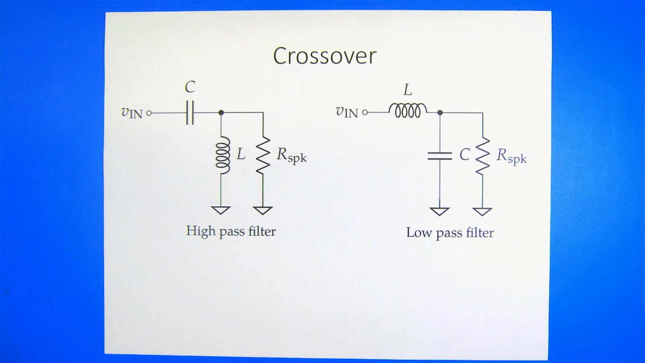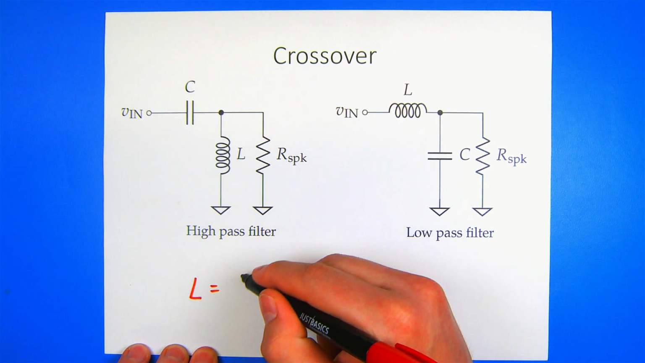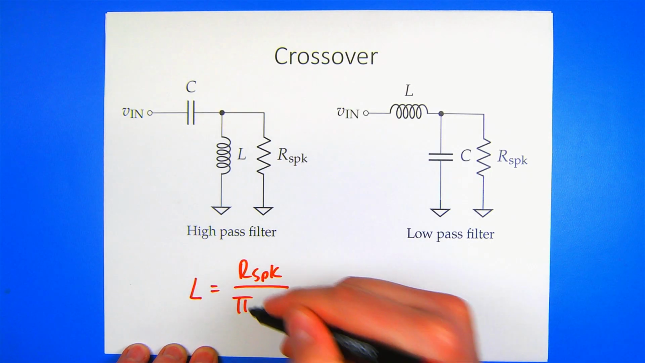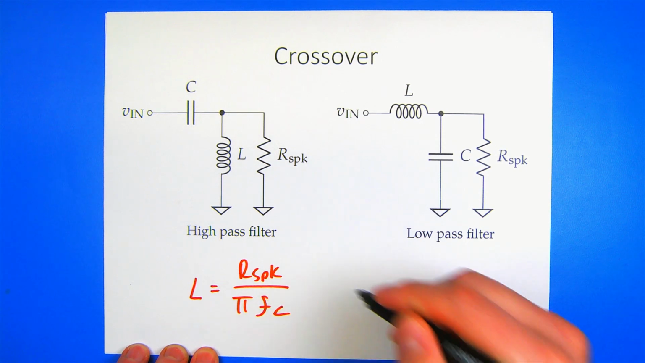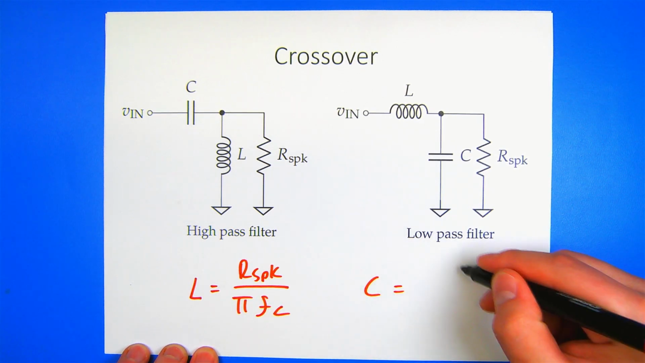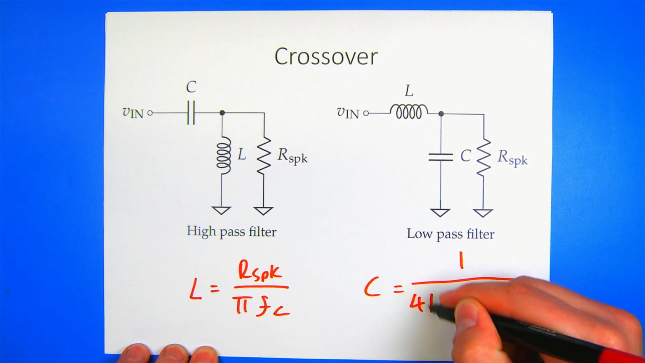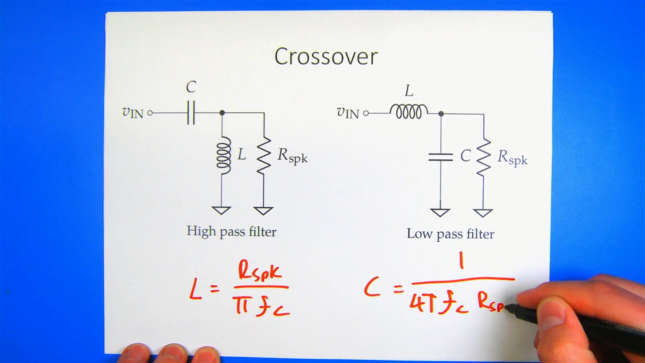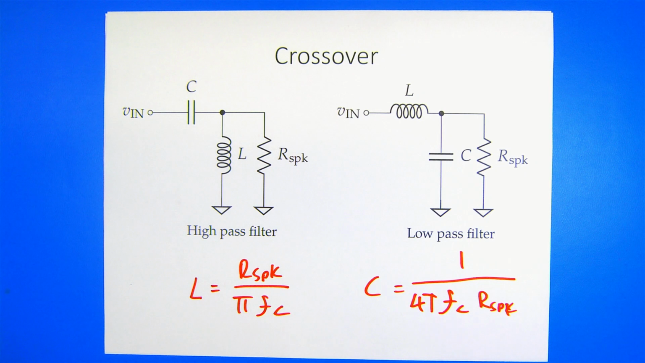The suggested schematics from the lab manual are reproduced here. The component values for the inductor and capacitor can be computed using these provided equations. The inductance will be equal to the speaker resistance divided by pi times the crossover frequency, and the capacitance will be equal to 1 divided by 4 pi times the crossover frequency multiplied by the speaker resistance. Using these values for the inductor and capacitor will cause the crossover response to sum to be perfectly flat.